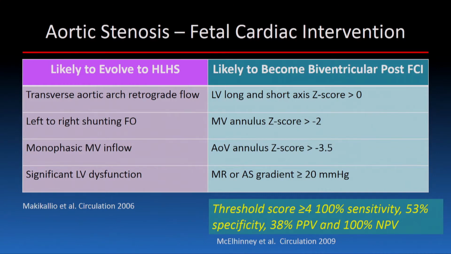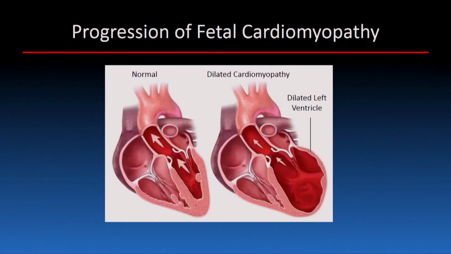But for those patients who are going to undergo fetal cardiac intervention, look at these parameters: an LV long axis or short axis Z-score greater than 0, mitral valve annulus and aortic valve annulus Z-scores as listed there, or mitral regurgitation or AS gradients greater than or equal to 20. When you look at a threshold score of 4 of the 5 parameters listed there, it has 100% sensitivity with 53% specificity to actually be successful as a biventricular repair post-intervention.